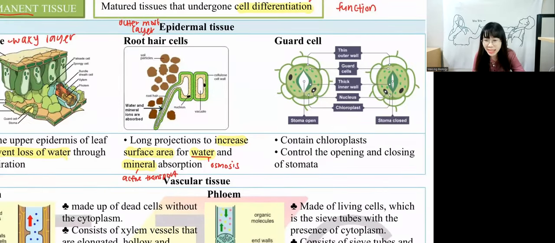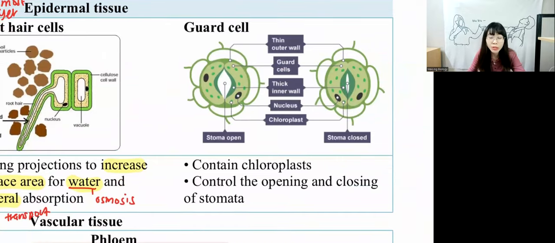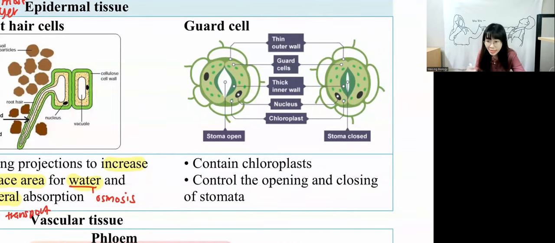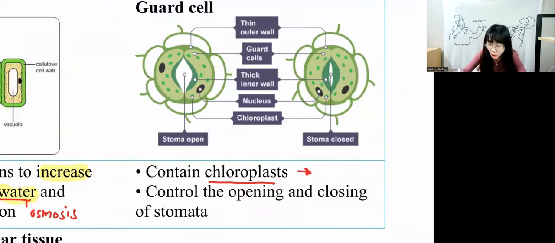Okay, next we have guard cell. What is the function of guard cell? Guard cell is to control opening and closing of stomata. Okay, now how do they control opening and closing of stomata? Every guard cell, we have chloroplast, but it's not a lot. The function of chloroplast is that it contains chlorophyll so that they can carry out photosynthesis. Very good.